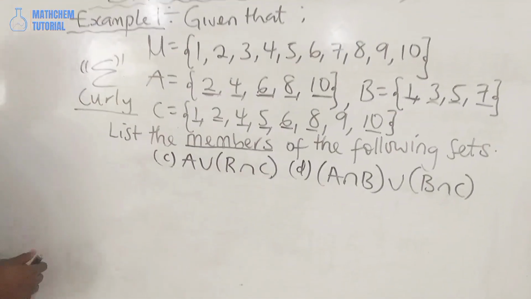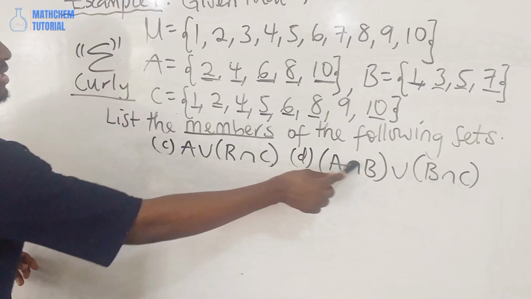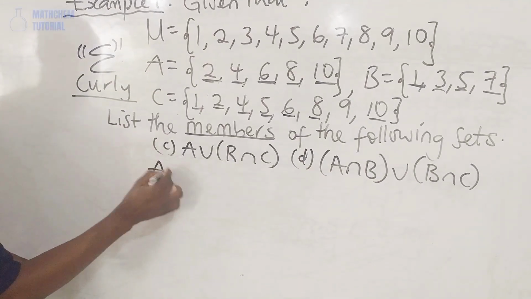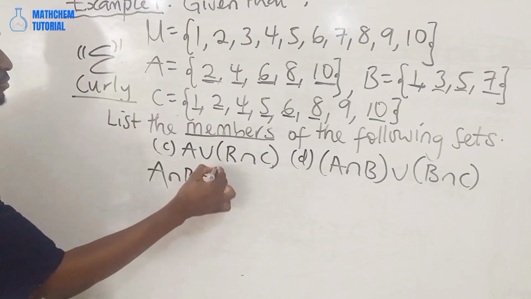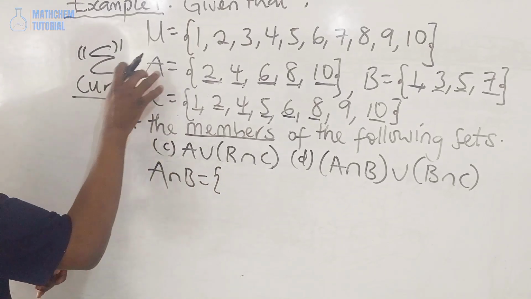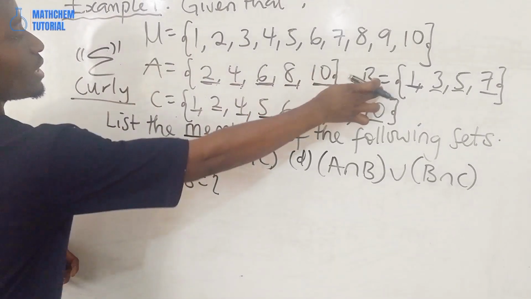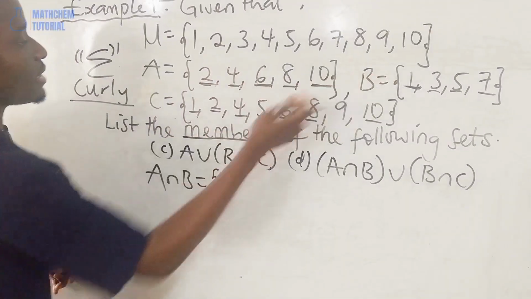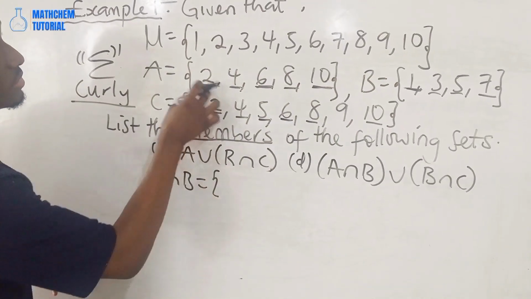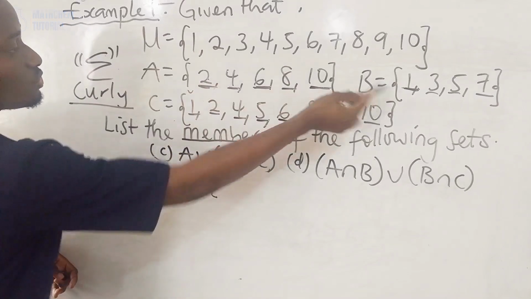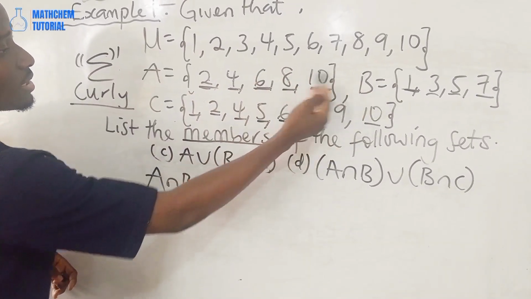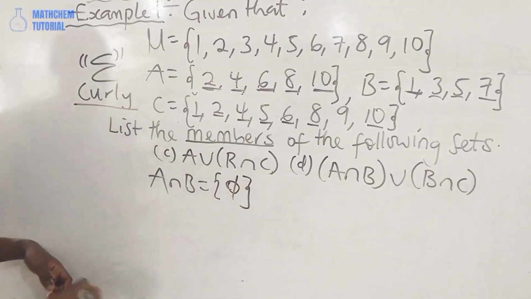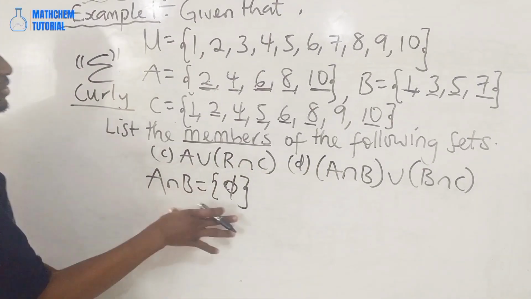So the example D now that we have says A intersection B union B intersection C. So let's take it one by one. A intersection B is going to give us what is common between A and B. We want to intersect rather, and that is going to be nothing, because 2 is here, no 2 here, 4, 6, 8, and 10. So we have it as an empty set. A intersection B gives us an empty set.